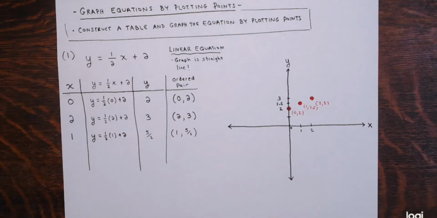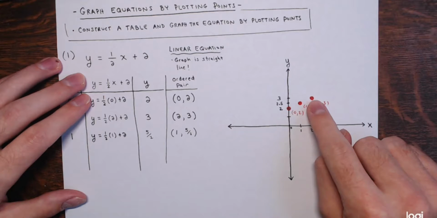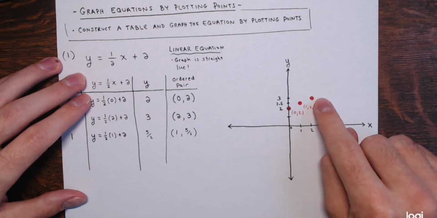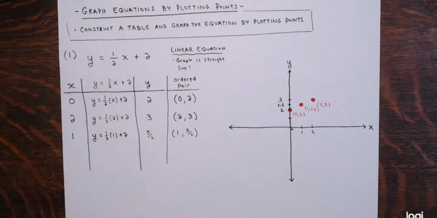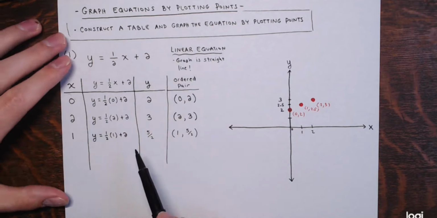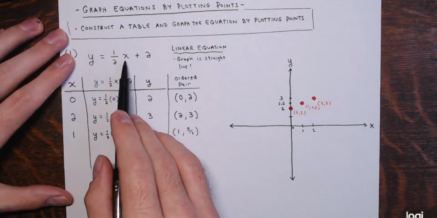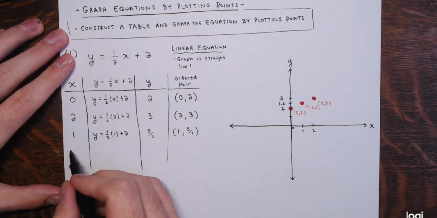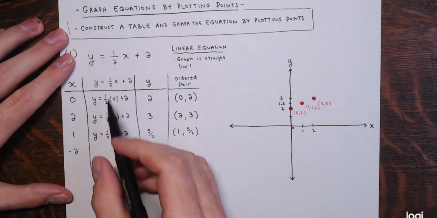5 halves. And you see, just from a few points here, how all these points seem to be falling on the same straight line. As I told you earlier, all the graphs in this particular video are going to be graphs of linear equations, straight lines. But let me keep going. Let me plug in one more. I'm going to plug in -2, just to go negative. Plug in -2 for x.